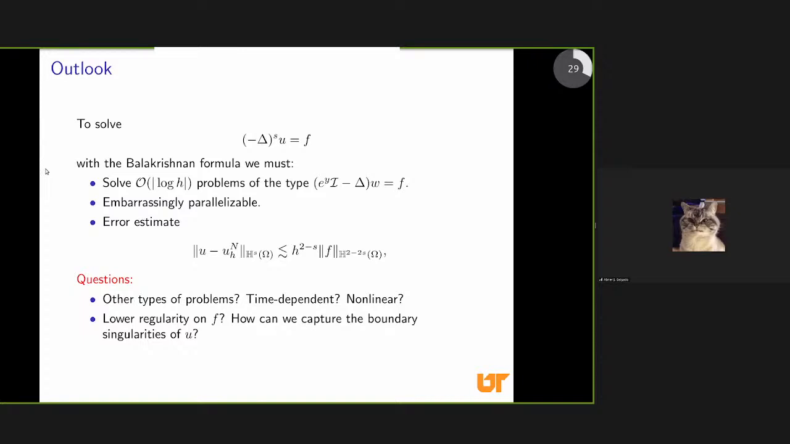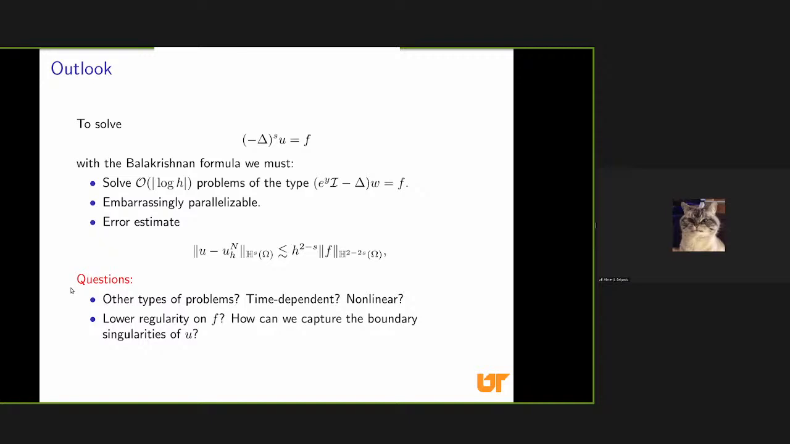But to recap, once again, to solve the fractional Laplacian problem with the Balakrishnan formula, all that you need to do is solve a few problems of this type and gather them together. That makes this approach embarrassingly parallelizable, and it gives you an error estimate that in the best case scenario is optimal.